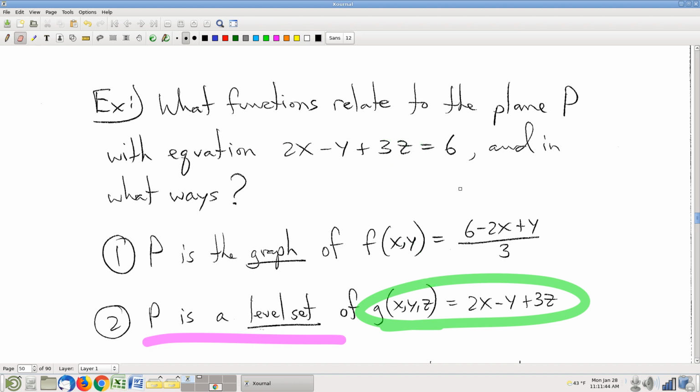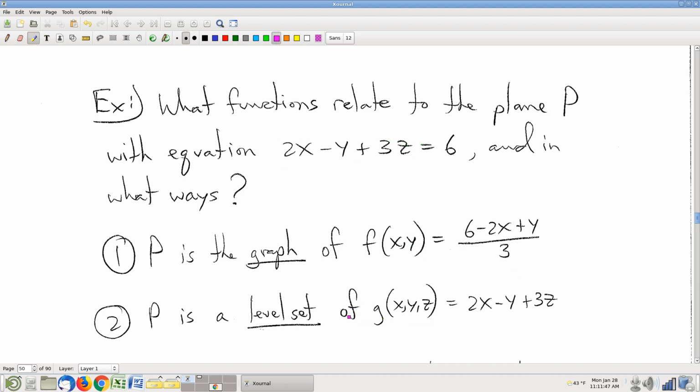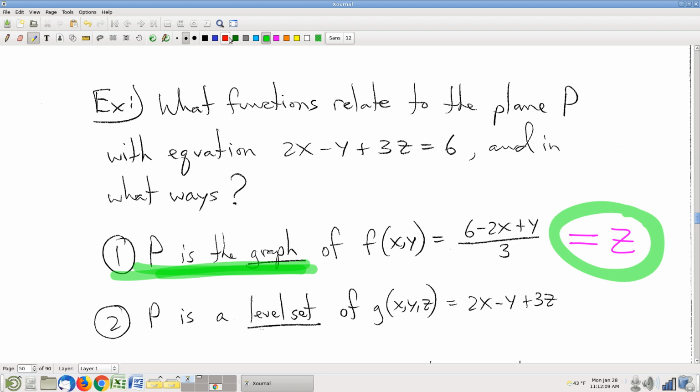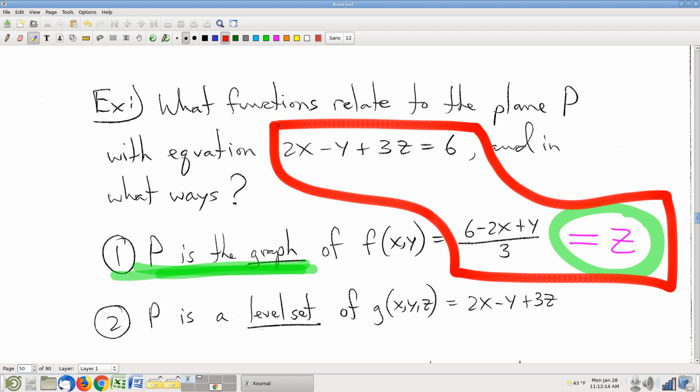But this plane, is it a graph of something? It's the graph of whatever it is, yet to be determined perhaps, that you set equal to z. Remember, that's what a graph is. Graph means you have some function that you're setting equal to a new variable. And I ask, this is just an algebra question then, what is it that you would set equal to z to make something that's equivalent to this equation?